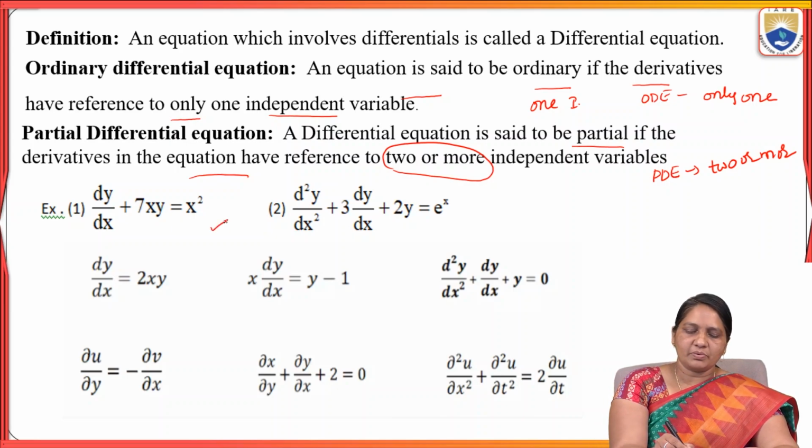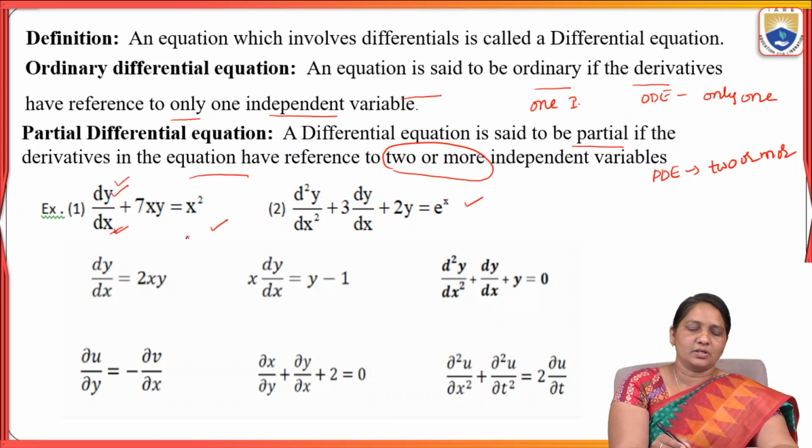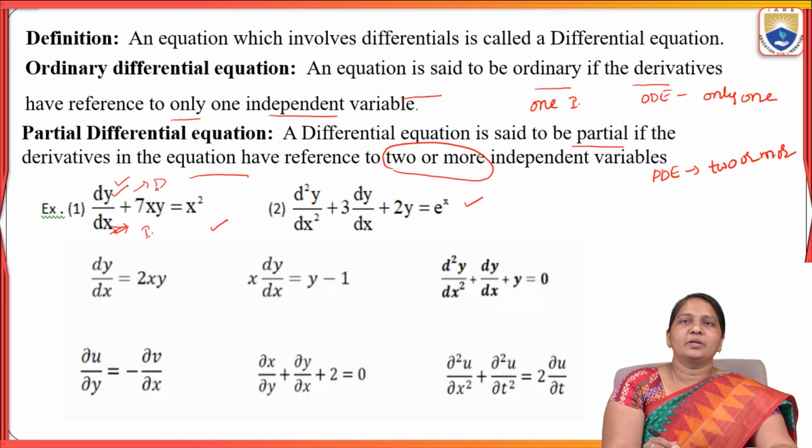These are examples of ordinary differential equations. dy by dx plus 7xy equal to x square. Here, y is the dependent variable and x is the independent variable. How can we say y is the dependent variable? When you are differentiating y with respect to x, y is changing depending on x. So x is the independent variable and y is the dependent variable.